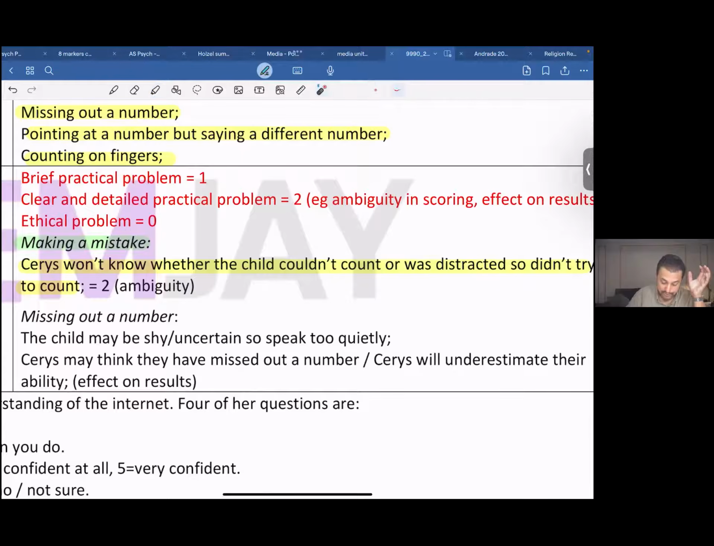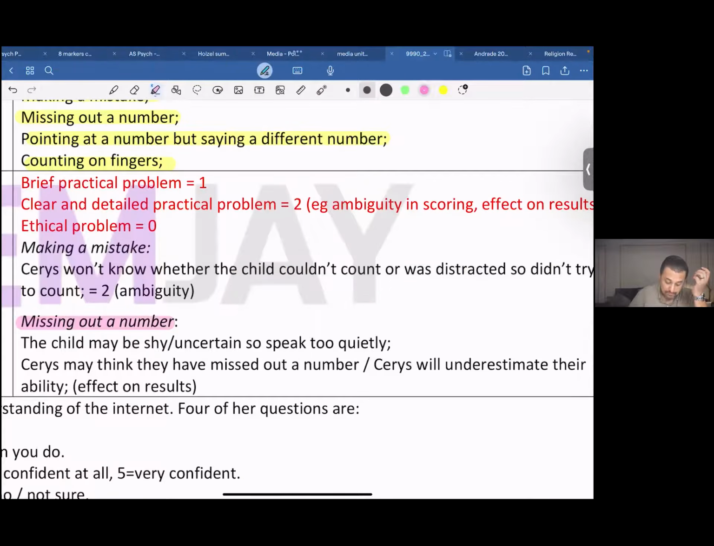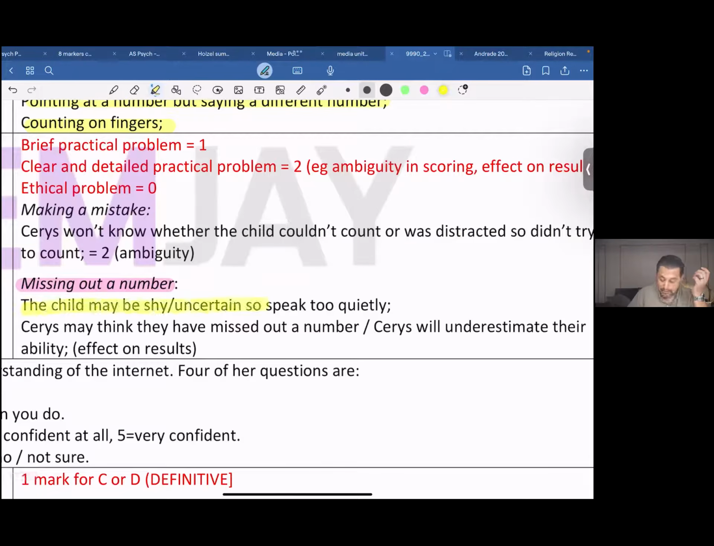There's always a possibility. You're dealing with children, right? So you could make a mistake in terms of recording the behavior. There's a possibility that you feel that a child couldn't count, whereas the child was simply distracted. Or alternatively, you could use another example. If we talk about missing out a number, the child may be shy or uncertain, so speak too quietly. There's always a possibility that the child was shy, or the child wasn't loud enough so that you could record the behavior.